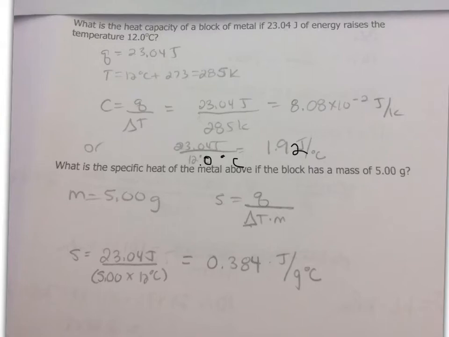Now we know that it is 5.00 grams. So now instead of solving for heat capacity, we'll be solving for a specific heat capacity. And we know that S is equal to Q over delta T times M. All we have to do is plug in all our information and solve to get 0.384 joules per gram degree C.